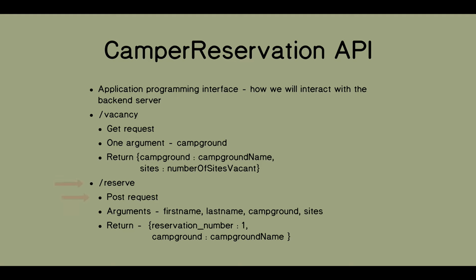And the other thing we'll implement is a POST request called reserve, and that'll take some arguments like first name, last name, campground, sites, and it'll return again just a reservation number 1, and then the campground and the name of the campground. So that's what we're trying to do.